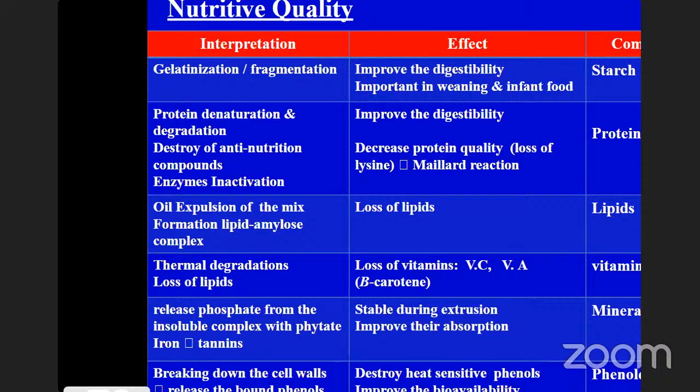On the other hand, it has some harmful effects, such as decreased protein quality because of lysine loss in the Maillard reaction. Lipids and vitamins can also be lost during extrusion because of oil being forced out from the mix or the formation of lipid-amylose complexes. And the thermal degradation of vitamins such as vitamin C could also contribute to the loss of vitamins during the extrusion process.